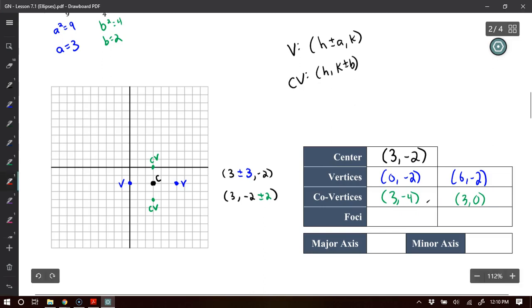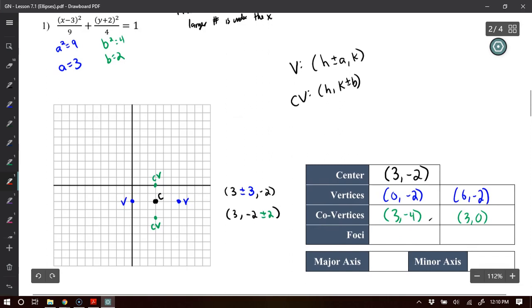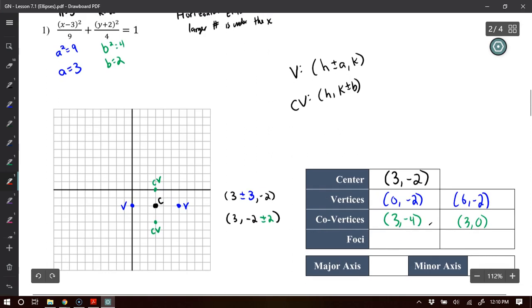And then the last part is your foci for this. So I have my h, my k, my a, my b. It looks like I need my c. Well, c squared is a squared, which is 9, minus b squared, which is 4. So c squared is 5. So c is the square root of 5, which, if I look at that, is approximately 2.2.